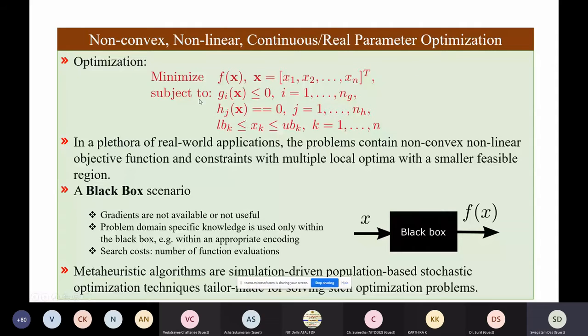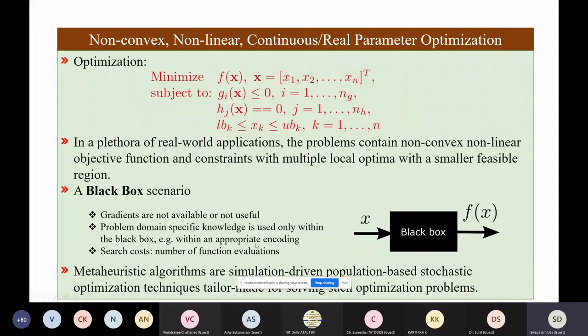Non-convex means you cannot afford the luxury of using derivatives, or you may not have a mathematical functional form at all. That comes to the black box scenario. Gradients are not available or not useful. That's why most of the gradient-based optimization techniques will not apply. The problem domain-specific knowledge could be used only within a black box. So the function is like a black box.